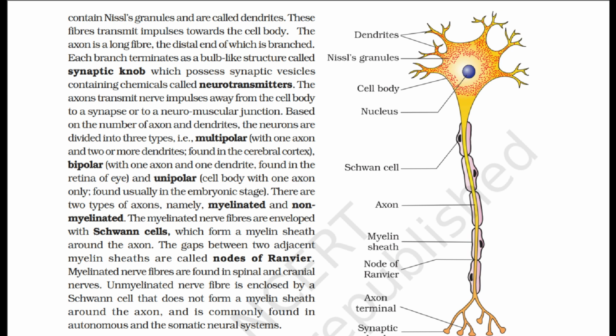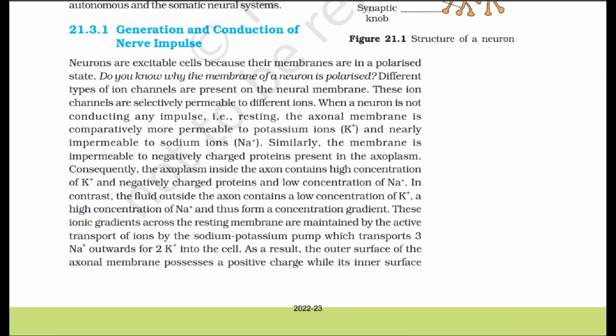There are two types of axons, namely, myelinated and non-myelinated. The myelinated nerve fibers are enveloped with Schwann cells, which form a myelin sheath around the axon. The gaps between two adjacent myelin sheaths are called nodes of Ranvier. Myelinated nerve fibers are found in spinal and cranial nerves. Unmyelinated nerve fiber is enclosed by a Schwann cell that does not form a myelin sheath around the axon, and is commonly found in autonomic and the somatic neural systems.